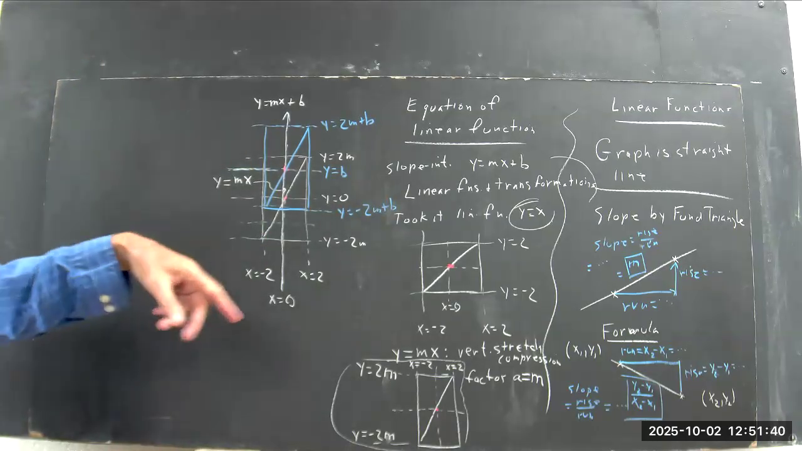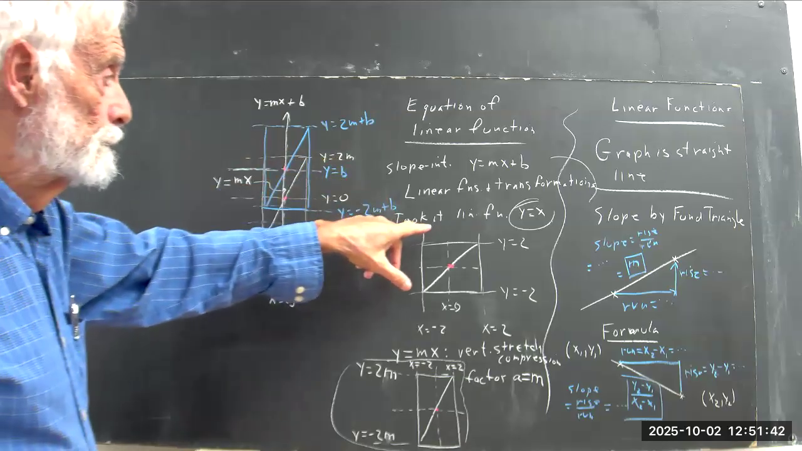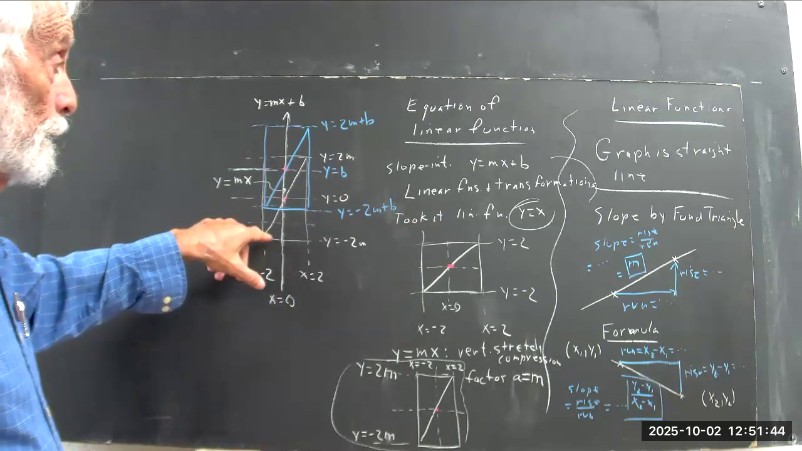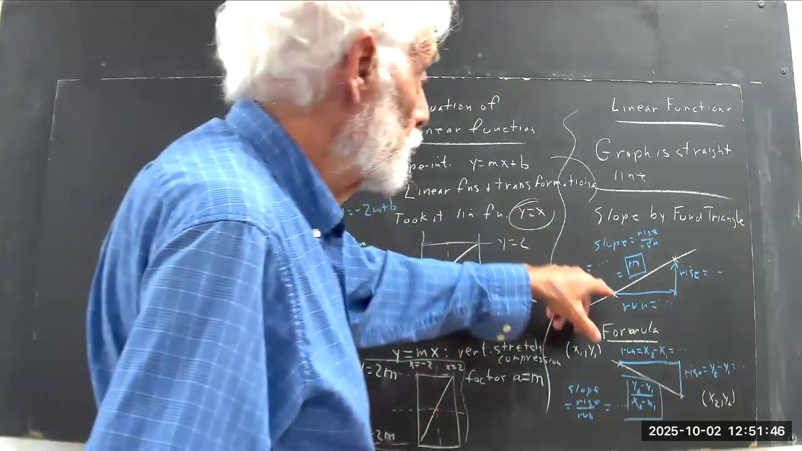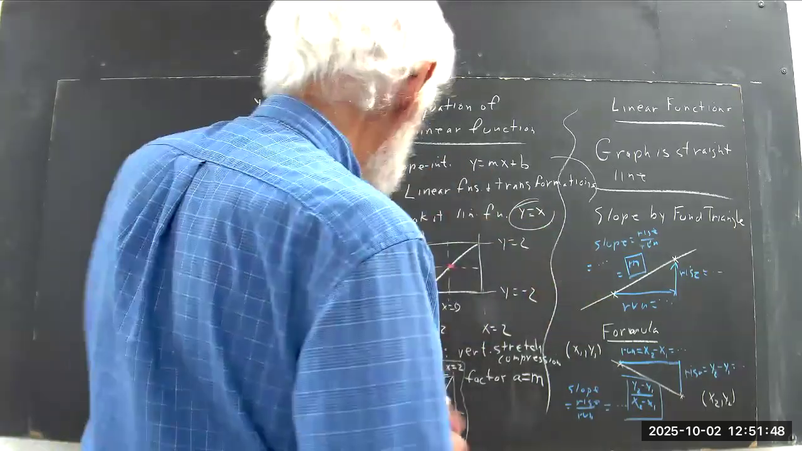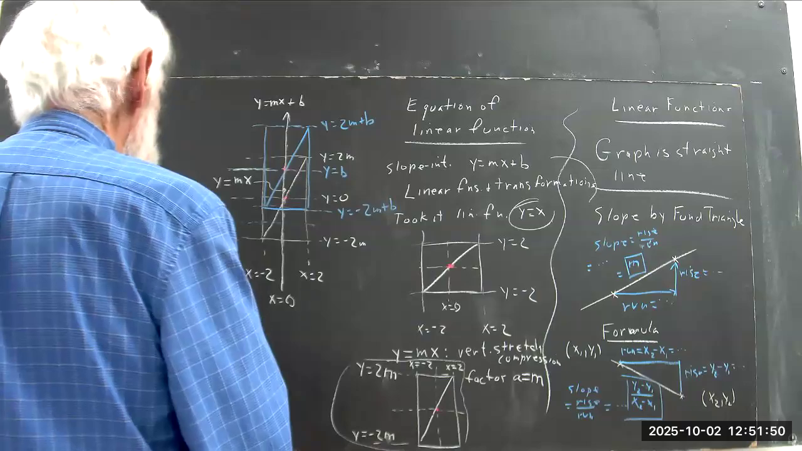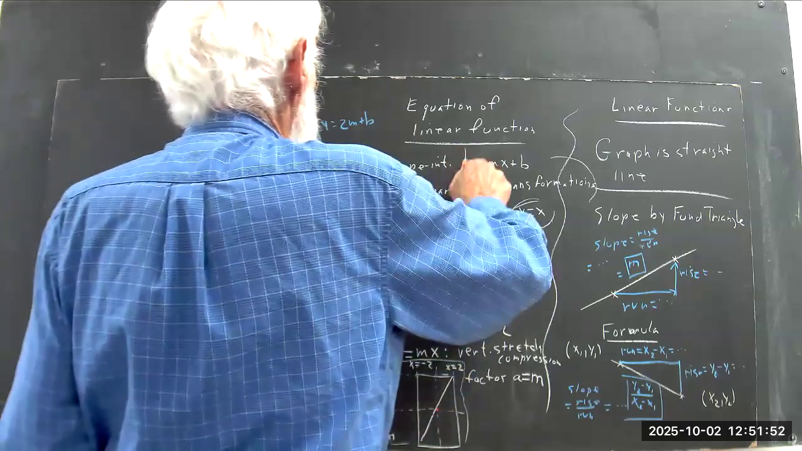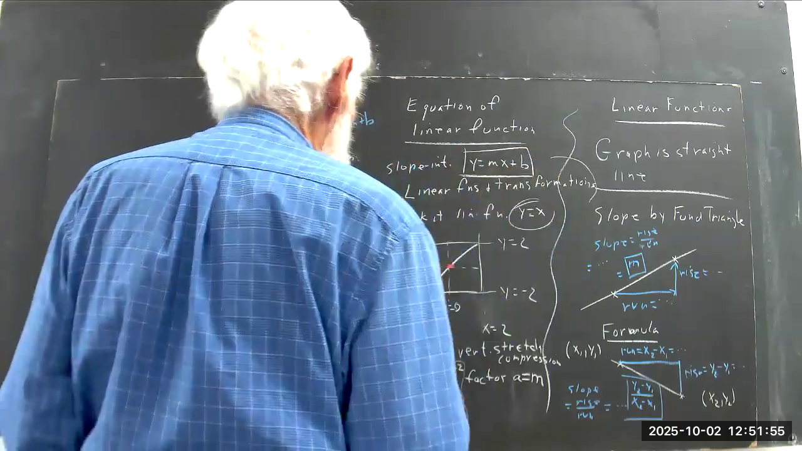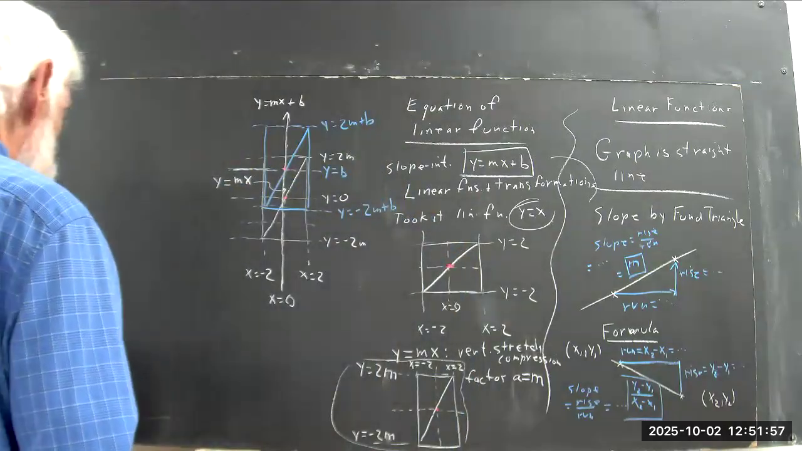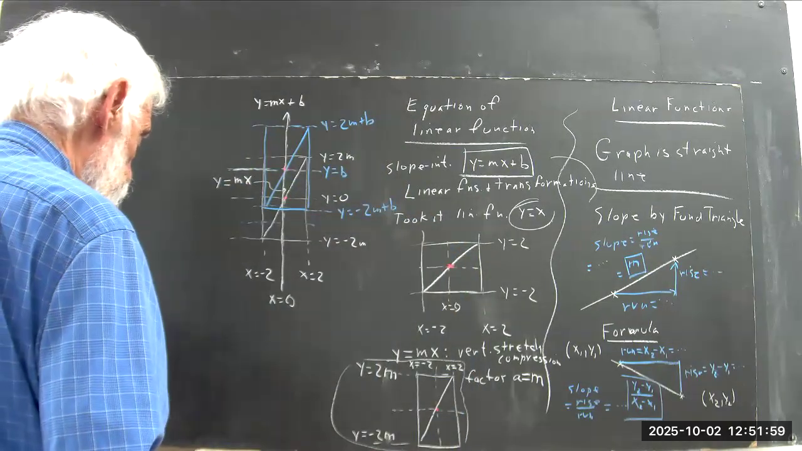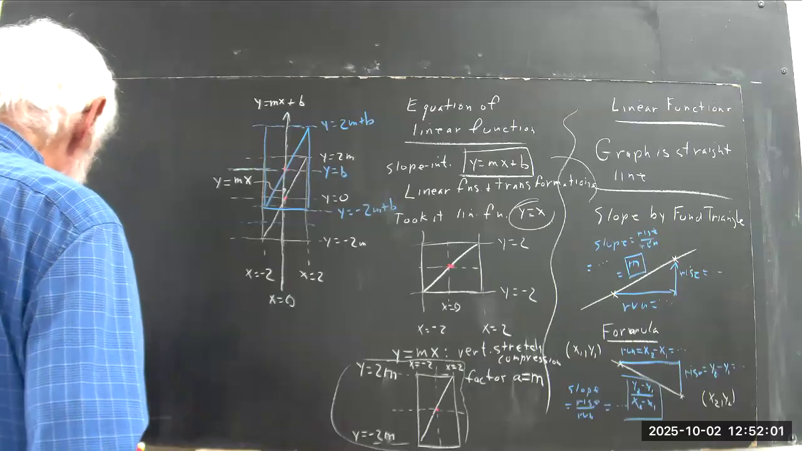Okay, well, there we are. There's the toolkit function picture. Here's the slope intercept form, and it's that prominent. Now, what else do we need to know?